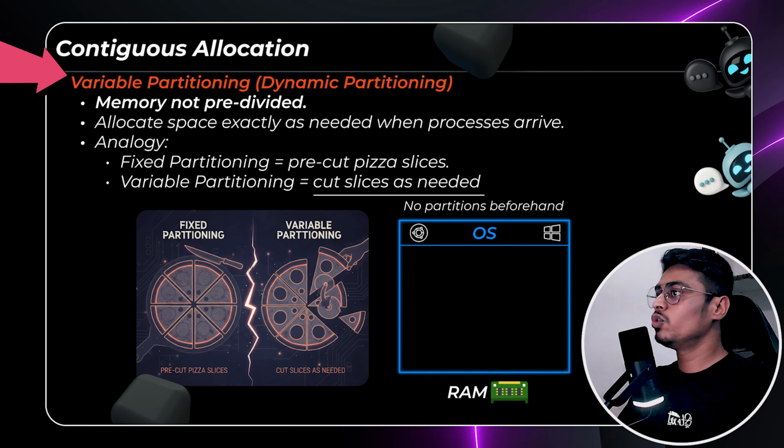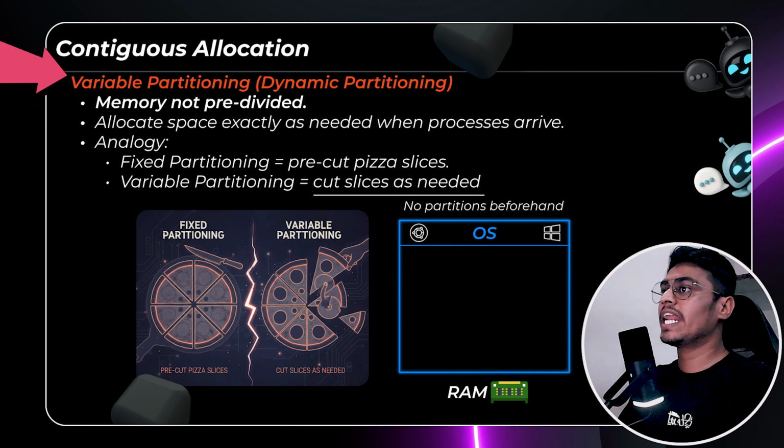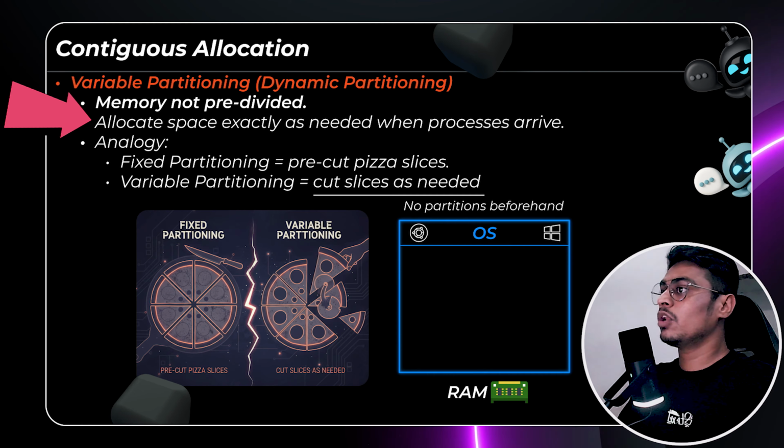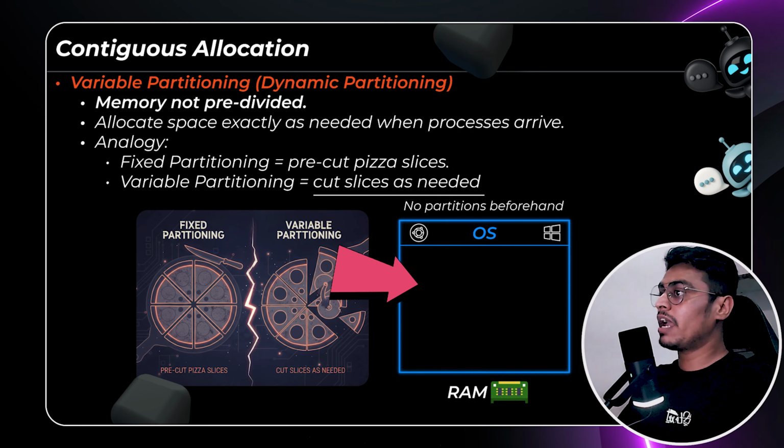Now moving forward to variable partitioning, we will also call it dynamic partitioning. Variable partitioning allocates space to processes only when they arrive in RAM. We keep RAM empty initially, and when a process comes, we allocate exactly the space it needs at runtime.